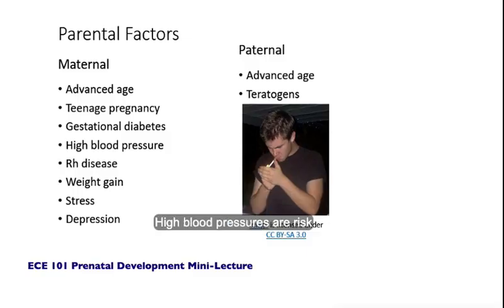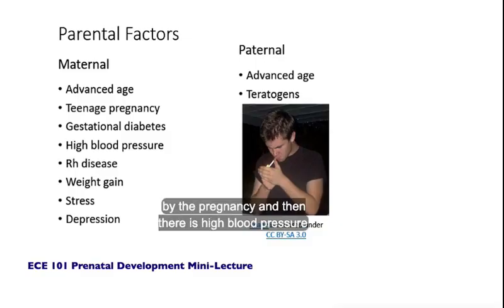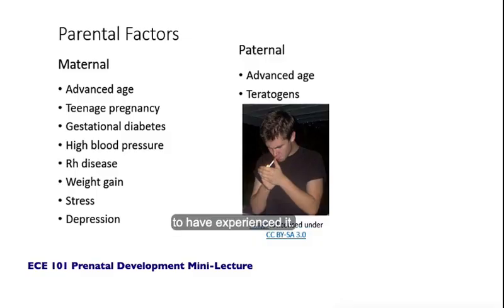High blood pressure is a risk, also referred to as hypertension. There are two forms. There is the form that's just caused by the pregnancy, and then there's high blood pressure that you had outside of being pregnant, so it's just a chronic issue for you. It's fairly common. Eight in every 100 women are estimated to have experienced it.